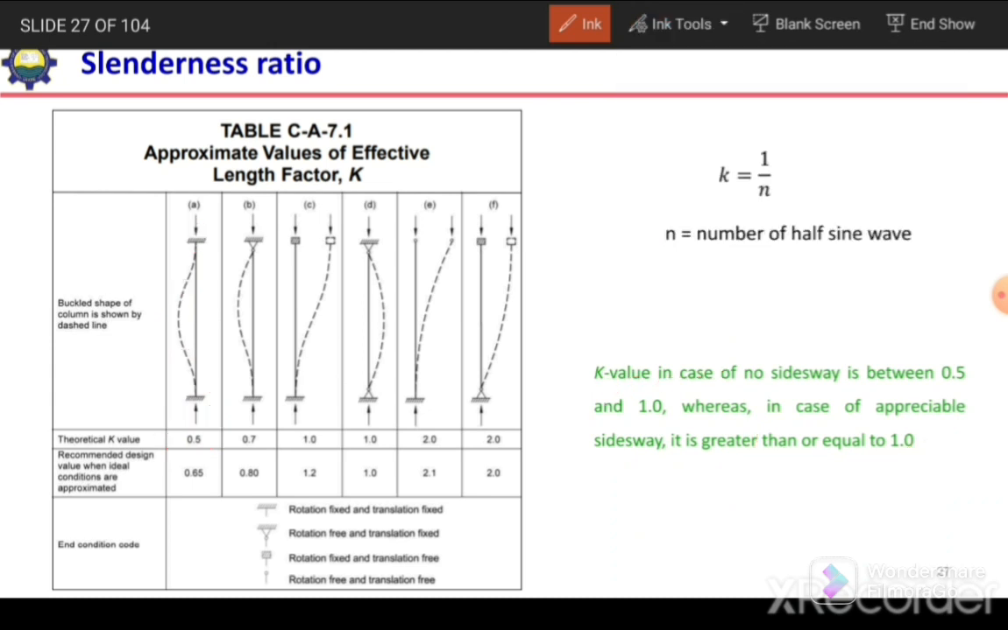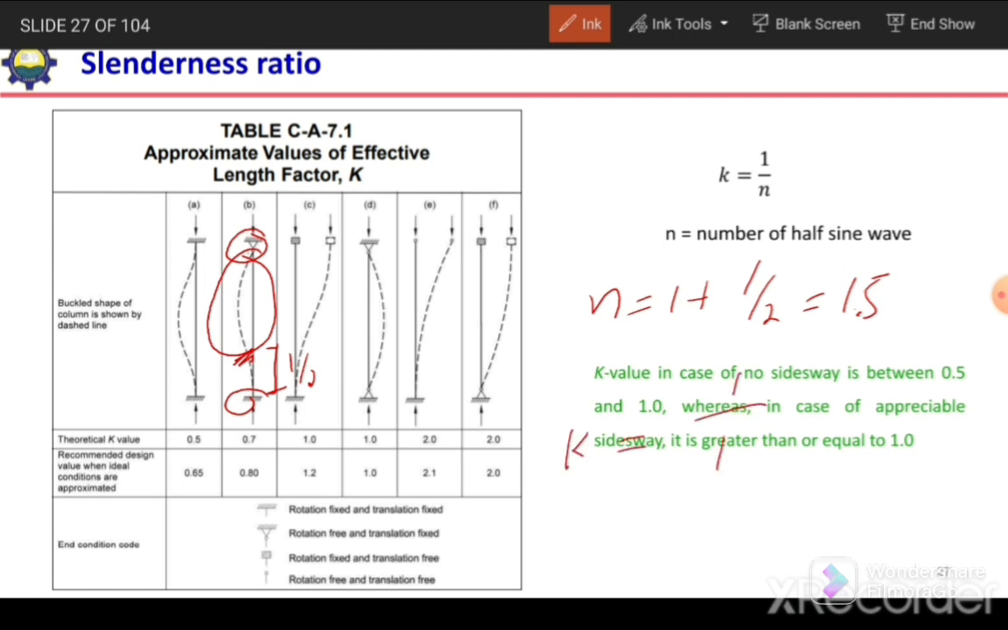Similarly, if we see the second case, at the top we have a pin support and at the bottom we have a fixed support. So we have a sine wave starting from here up to this point. So this one is 1 half sine wave, and this will be 1 by 2 of a half sine wave. So N is equal to 1 plus 1 by 2, so it is 1.5. So K will be equal to 1 over 1.5. When we divide, 1 divided by 1.5 becomes 0.667, or we can say it is approximately 0.7.